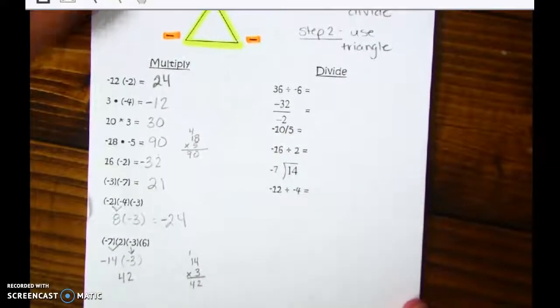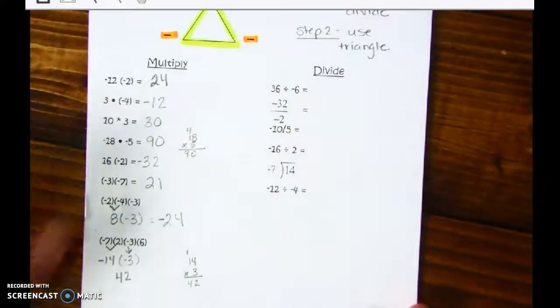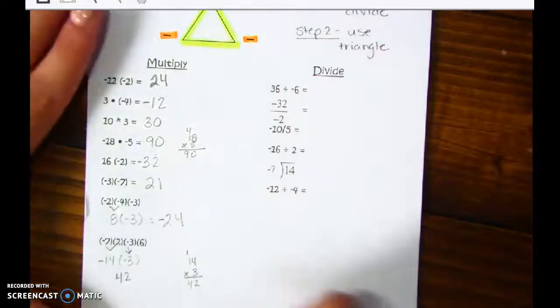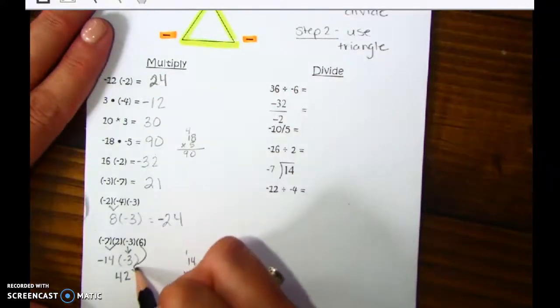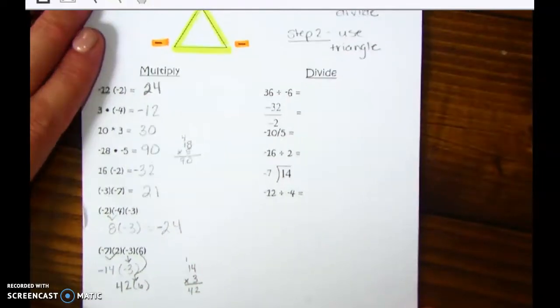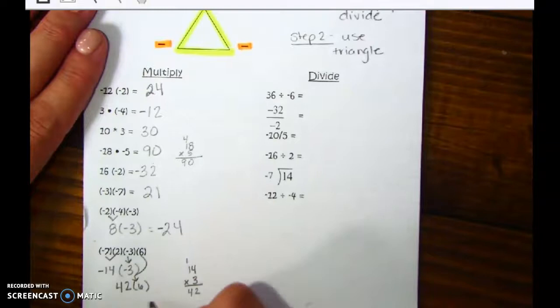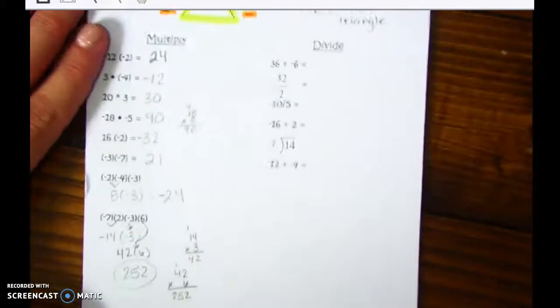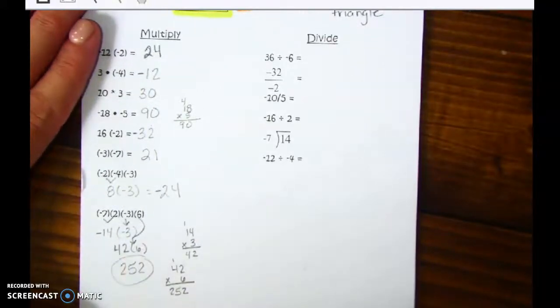But if you go back and look at your triangle, you have a negative and a negative, and that leaves you with a positive. So now we're going to bring down our 6. And now we'll need to do 42 times 6. 6 times 2 is 12. 6 times 4 is 24, plus 1 is 25. So 252, and both of these are positive integers, so our answer has to be positive.